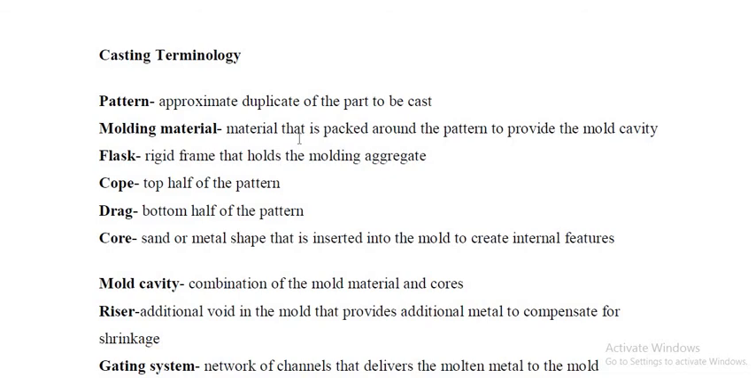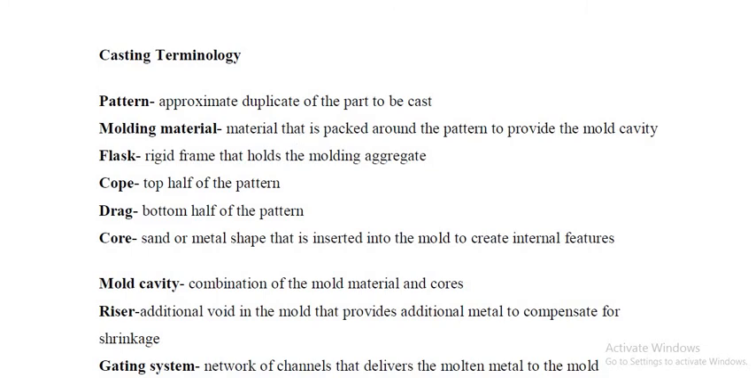The cope is the upper half of the pattern, and the drag is the lower half of the pattern. Then the core may be of sand or metal shape. It is inserted into the mold for providing internal features in the part to be cast. Then the mold cavity is the combination of the mold material as well as the cores. Then the riser provides additional void in the mold to compensate for the additional metal needed due to shrinkage.